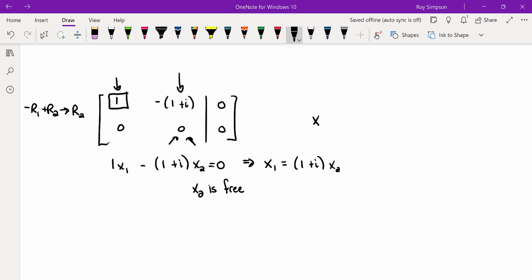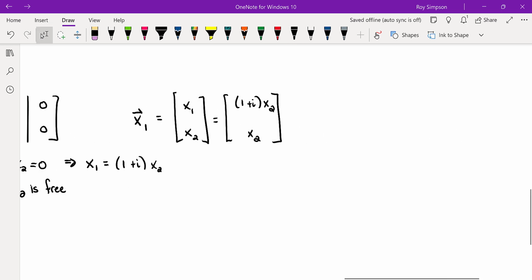If you do that, you get the solution, or the eigenvector here, which I'll call x sub 1. Why not? It's the vector x sub 1. I do understand the notation is atrocious, but such is life. That's our eigenvector x sub 1 is equal to the entry x sub 1, entry x sub 2. But we know entry x sub 1 is 1 plus i times x sub 2, and we know x sub 2 is free, and so I'll let x sub 2 be 1.